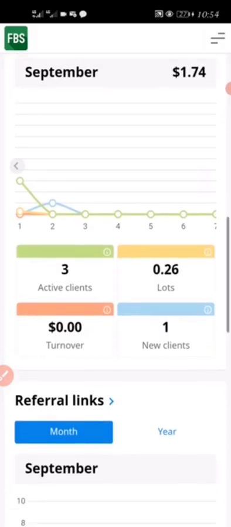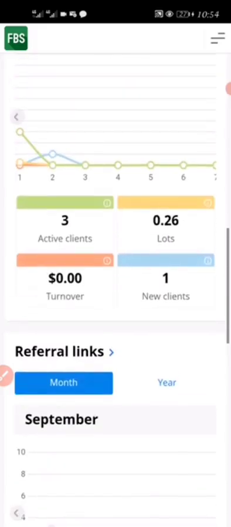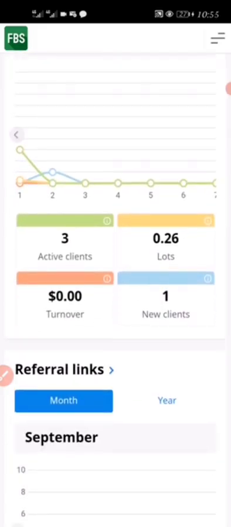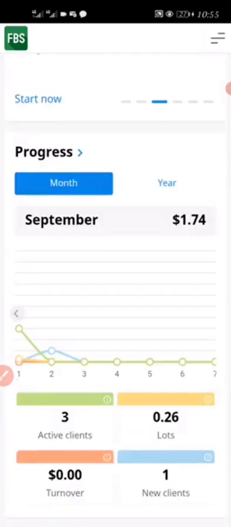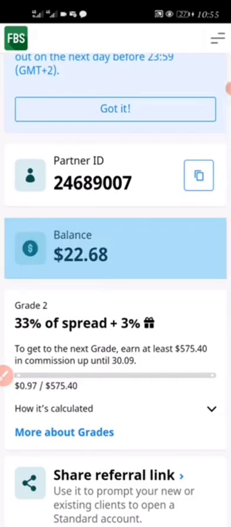I have only 3 active clients, only 3 people that are trading right now. And before this month ends, if these 3 people are trading, I can make more than $400 to $500 from only these three people, even within 2 weeks, depending on the instrument they are trading. So I just want to show you my account.